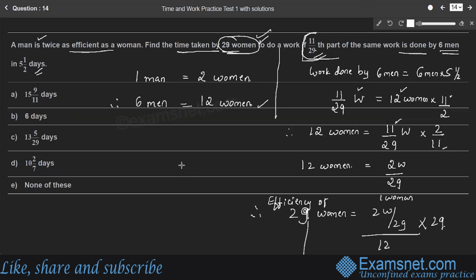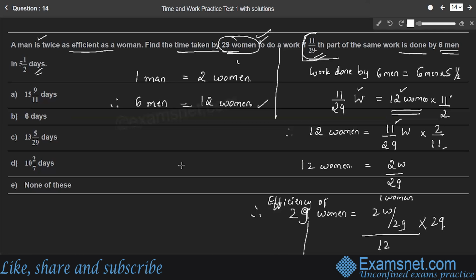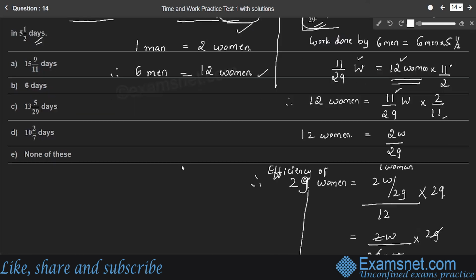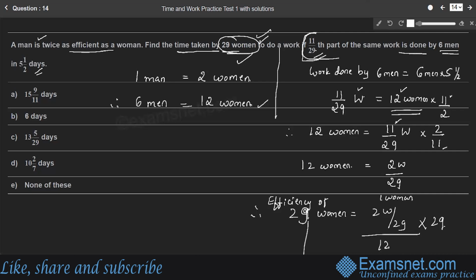Therefore, if 12 women can do some amount of work, what is the work done by 29 women? For that, we need the efficiency of women. So 29 women can do W by 6 part of work. That means they take 6 days of time to complete W amount of work. Therefore, the time taken by 29 women is 6 days. Option B is the right answer.